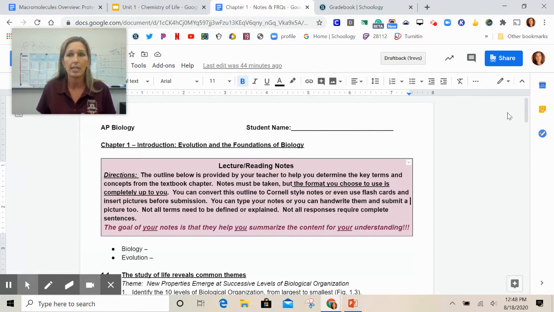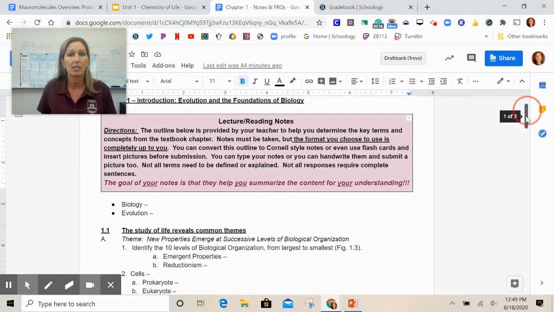You could just take this Google Doc that I am providing and write your notes and explanations onto it, once you make your own copy for yourself. If you want to print this out and handwrite notes on it, then just insert a picture onto this document before you submit it. If you want to do flashcards, you can do that. Notes are personal. Notes are to help you summarize your understanding of the material.